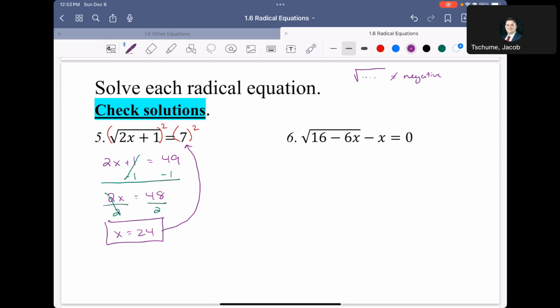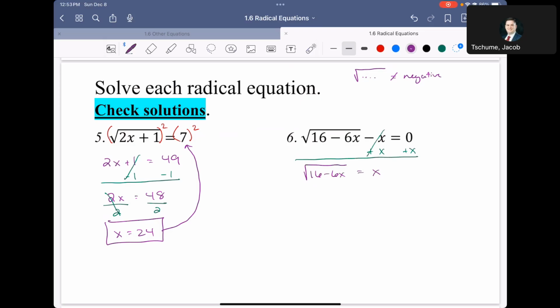The problem with this one is that in order to get rid of a square root, you're going to have to square it. But you don't want to square a square root when it has something else with it. So I don't really like the fact that this negative x is here, because that's going to throw off my squaring technique. So what I'm going to do here is move that negative x to the other side by adding x to both sides of this equation, which will give me the square root of 16 minus 6x is now equal to positive x.